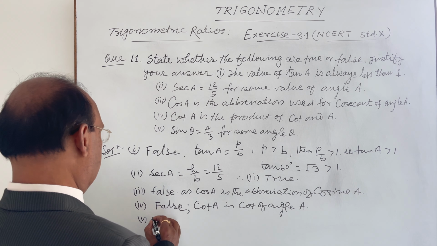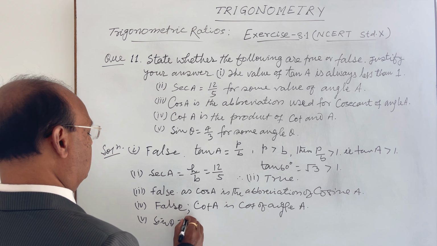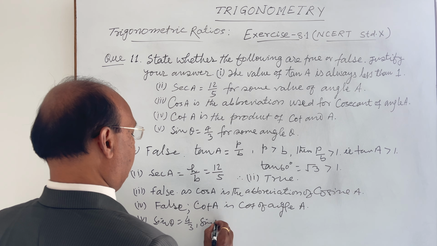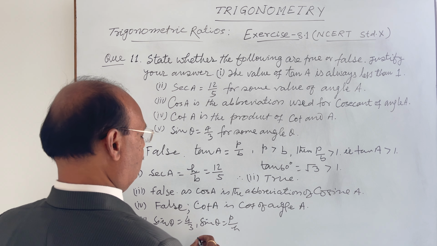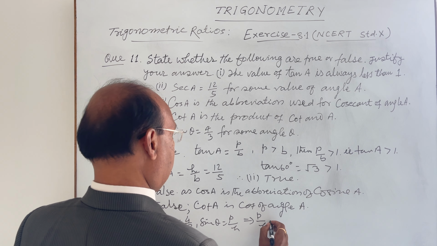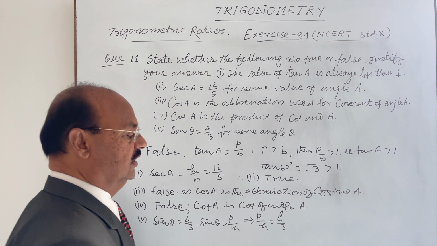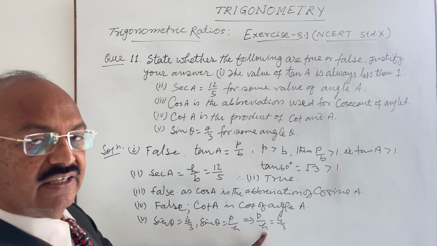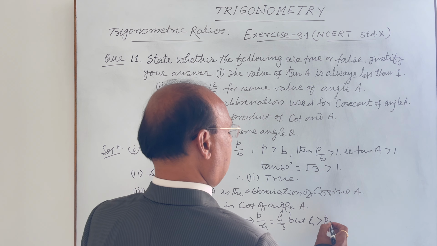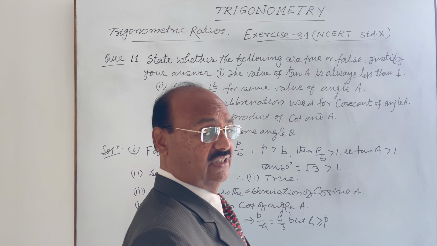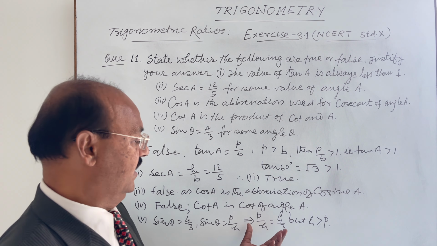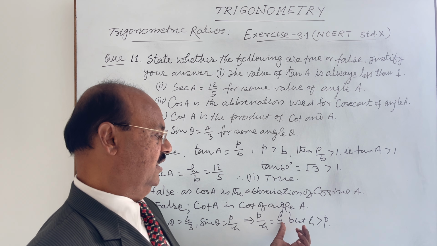And last, the fifth statement, sin theta is 4 by 3. But we know that sin theta is P by H. So if we compare these two relations, we are getting P by H is equal to 4 by 3. But H is always greater than P, or at most equal in the case of a line, but generally we take it as greater than P. But what we are finding here, H is 3 and P is 4.